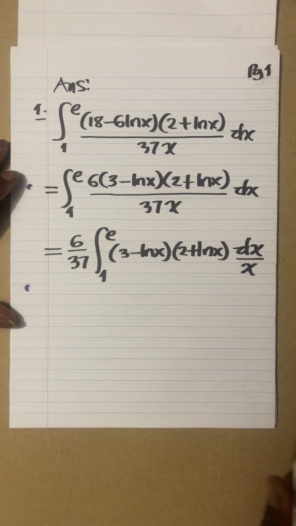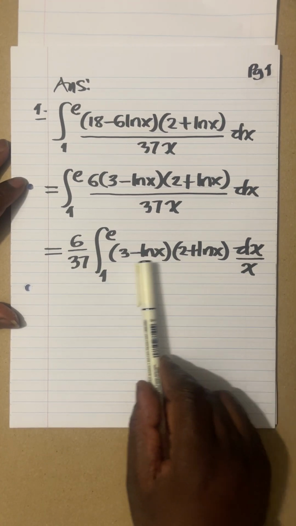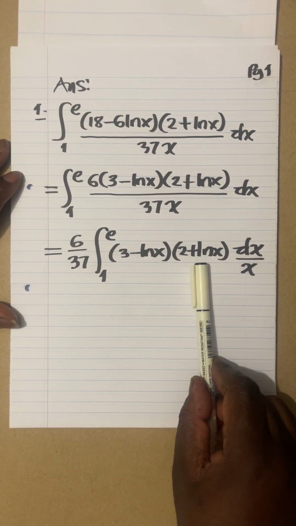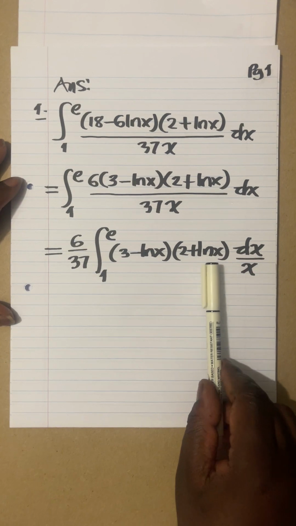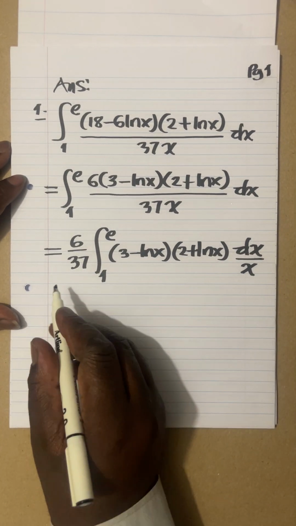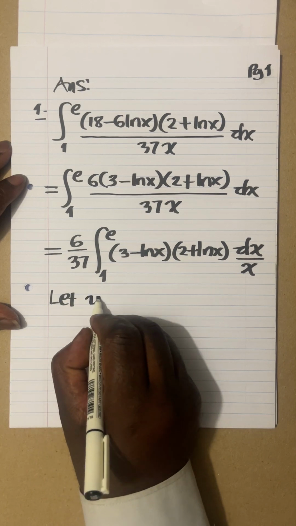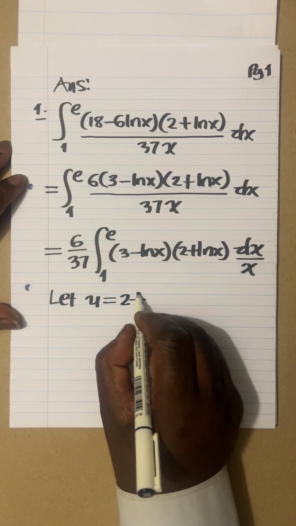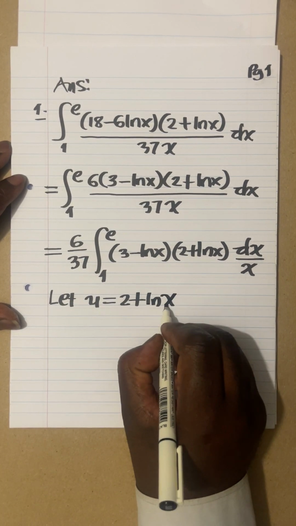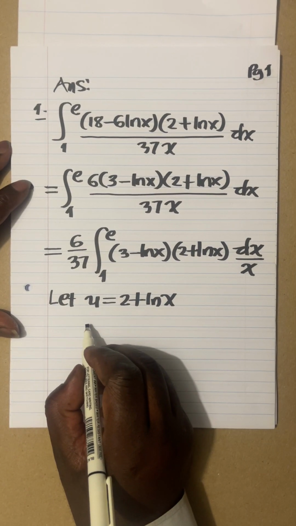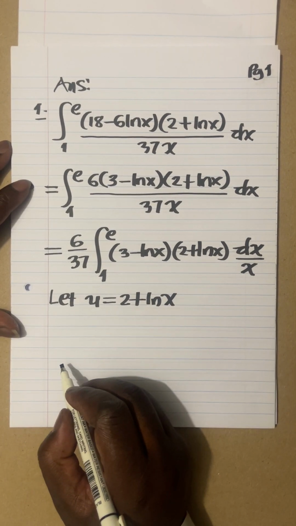At this stage, we're going to look at these two brackets. The first one has a minus sign, which means the natural log is negative in the first bracket, but in the second bracket, the natural log is positive. So I'm going to let this be equal to u. So at this stage, I'm going to say let u be equal to 2 plus natural log of x. And I'm going to differentiate u with respect to x, and then take the dx on the other side.